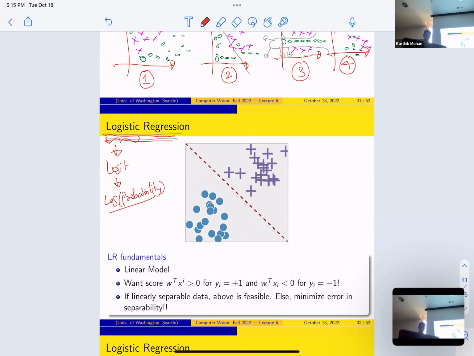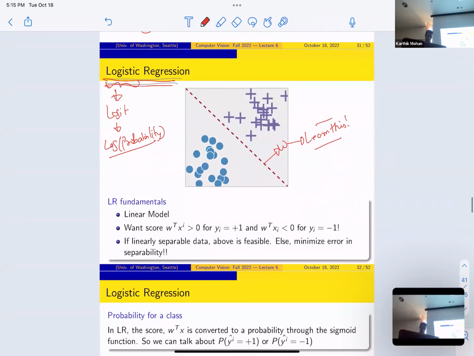It's fairly intuitive. We already know that we want to identify a W such that points on this side of W are positive and points on this side of W are negative. So that's the goal. Learn this parameter W. That's what we want to learn. So you can say that W transpose Xi is a score for the ith data point. So we can call this the score. So the score should be positive if it's a positive label, if Yi is plus 1. And the score should be negative if it's a negative label.